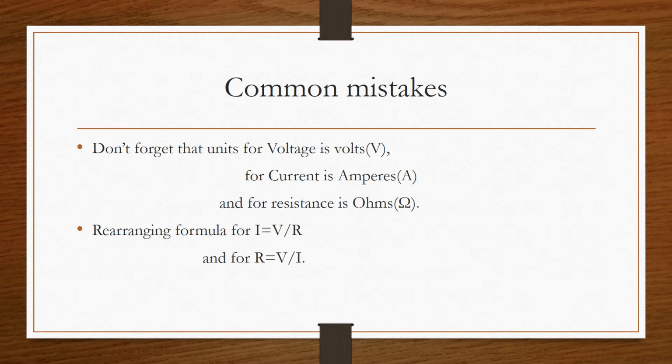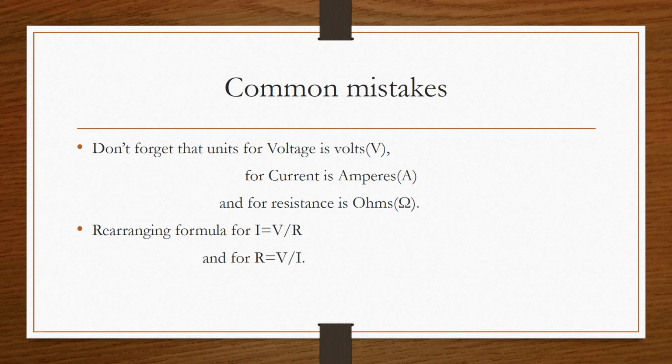Alright, so now I would like to go through the most common mistakes people make while solving sums relating to Ohm's law. First one is to remember that the voltage has the SI unit of volts, current has an SI unit of amperes, and resistance has an SI unit of ohms.